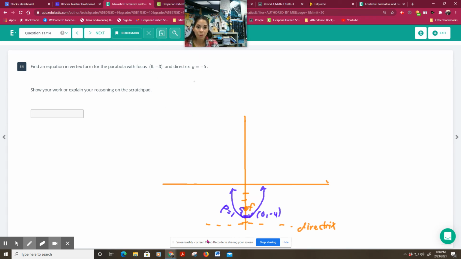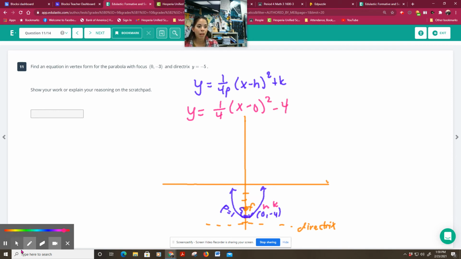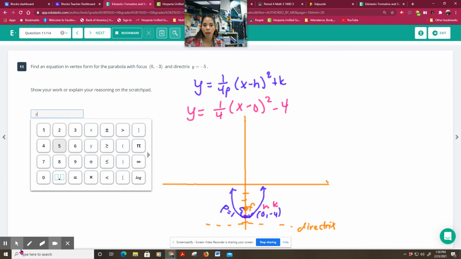Okay, so it's an upward facing parabola, so I'm using y equals 1/4p times x minus h quantity squared plus k. Remember, the vertex is my h, k, and I'm going to plug it in. y equals 1/4 times the p-value is 1. 4 times 1 is a 4. And then x minus 0 quantity squared, and then the k is a -4, so -4. So when I clean that up and type in my answer, it'll just be y equals 1 divided by 4, scroll over, and x minus 0 is just x, so x quantity squared minus 4.